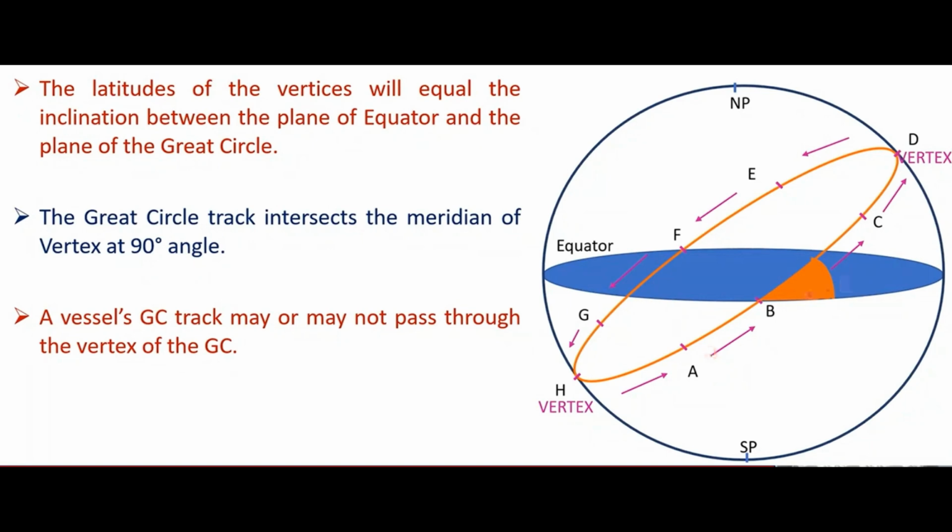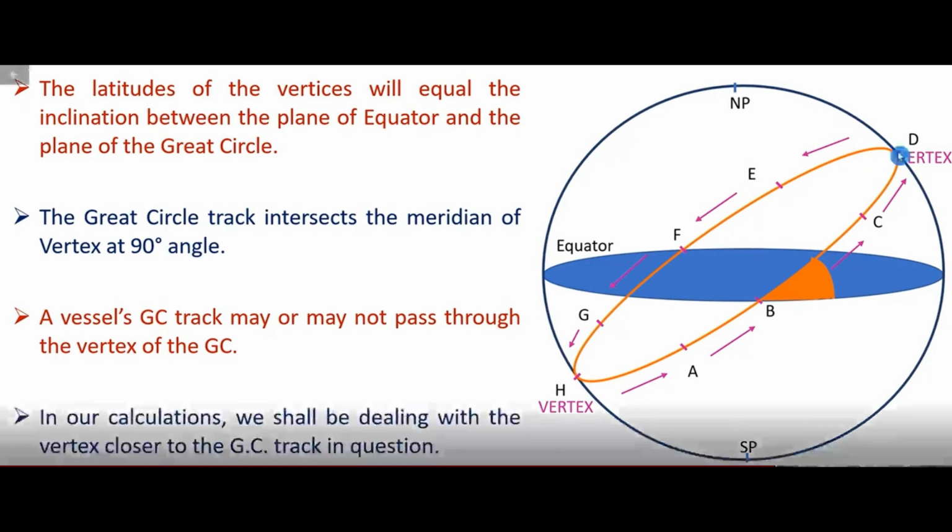For example, if I travel along this great circle from B to C, then over this arc, I do not include any of the vertices. But if I have to travel from C to E, then I shall be passing through vertex D. So my track may include a vertex or may not include a vertex.